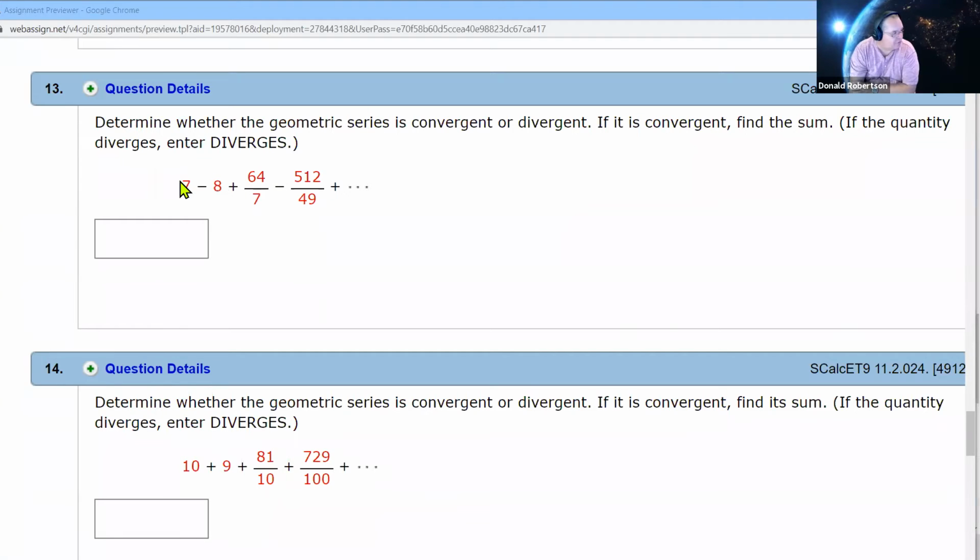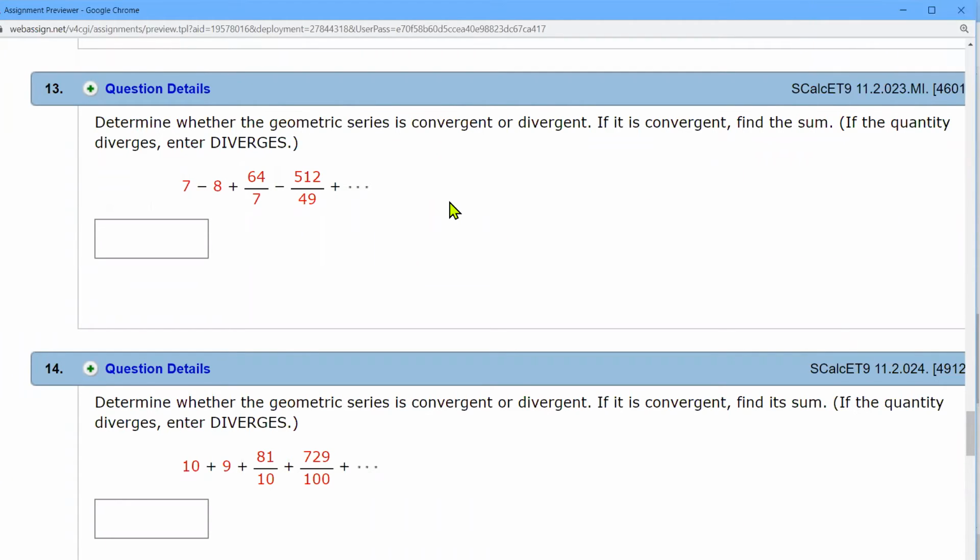Can you see that's the first term? And then this is the second term, and then the third term, and then the fourth term. Give me a simple way of finding out the R, what's called the common ratio. Don't make your life hard. A2 over A1. Okay, so -8/7. Agreed? A2, -8, divided by A1.